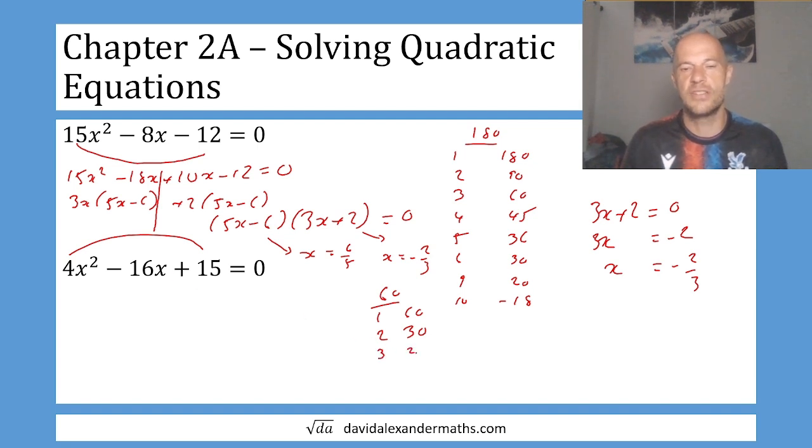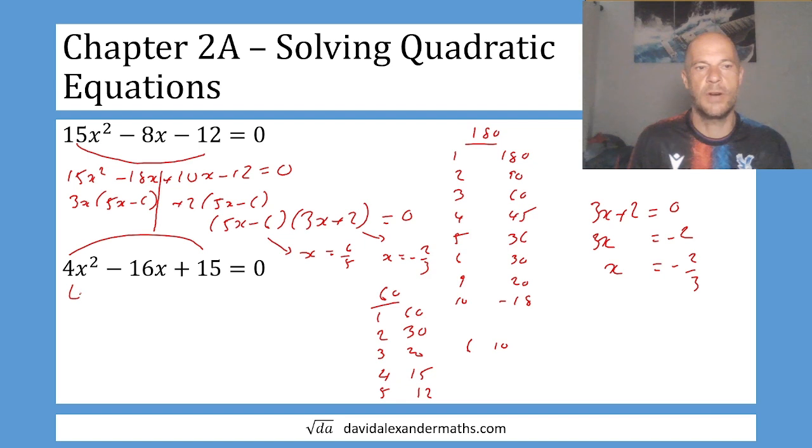So 3 and 20, 4 and 15. No, that's no good. 5 and 12. No luck yet. Of course, 6 and 10. That's the easy one, of course. So this is going to be 4x squared take 10x, take 6x plus 15 equals 0.